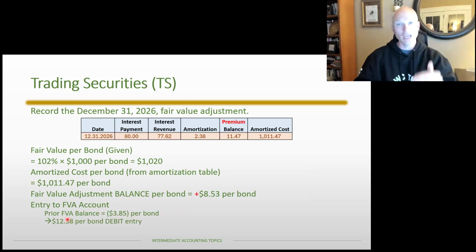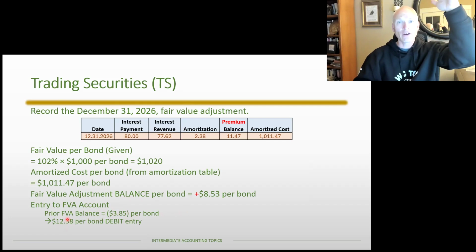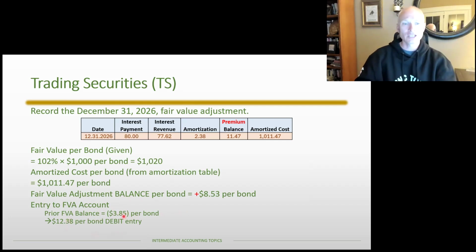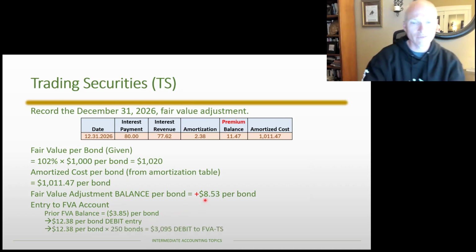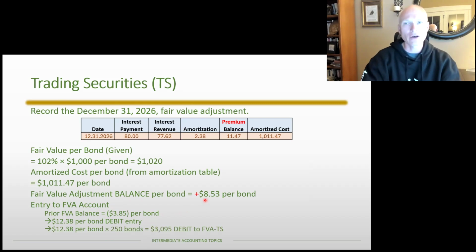And we need to go from a negative number to a positive number. So we need to increase our fair value adjustment account. So that's going to be a debit entry to our fair value adjustment account. And so if we apply that to all 250 bonds, there's going to be a $3,095 debit to our fair value adjustment trading security account.